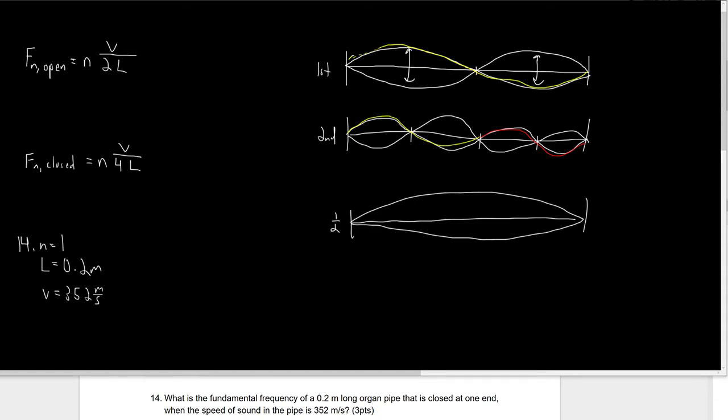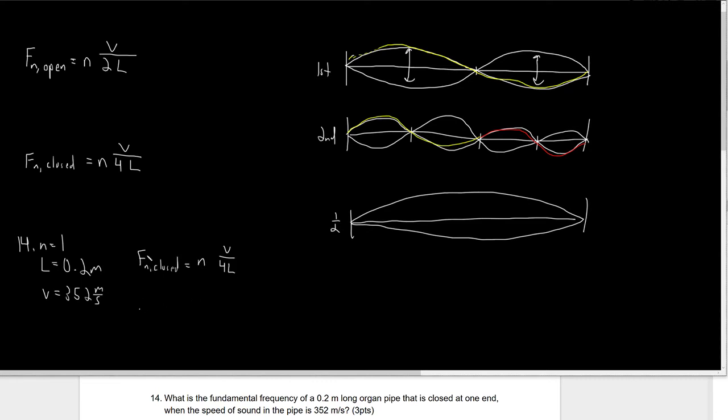Now we need to figure out which of these formulas we're going to use. The fact that they said it's closed at one end means we're going to use the one with the word closed in it. I'm going to write that down: Fn closed is equal to n v over 4L. The fundamental is the first standing wave. We could have asked for the second fundamental, the third. I should have written the question as what's the first fundamental frequency, so I'll change that here. We're using a closed one, so we just need to plug in what we know.